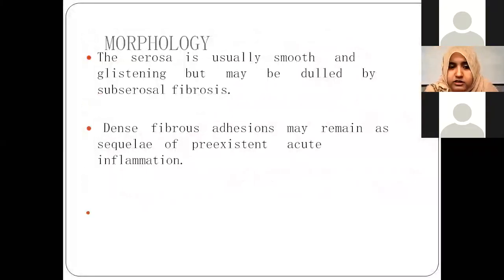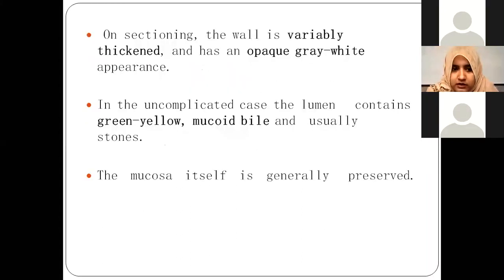So morphology: the serosa is usually smooth and glistening, but may be dulled by subserosal fibrosis. Remember the basic concept: in any kind of chronic inflammation, you will see sclerosis, fibrosis. Dense fibrous adhesions may remain as a sequel of pre-existing acute inflammation. On sectioning, the wall is variably thickened and has an opaque gray-white appearance. In the uncomplicated cases, the lumen contains green-yellow mucoid bile and usually stones. The mucosa itself is generally preserved.